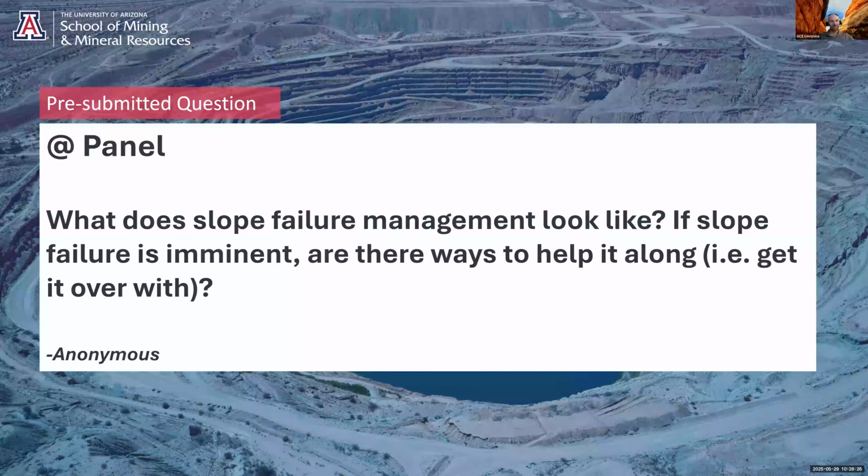All right. Well, very interesting indeed. Any thoughts on this first part? What does slope failure management look like? It's a very broad question. I imagine there are lots of different answers to it. We have 2 minutes to cover it. Okay, I'll give it 30 seconds. What does slope failure management look like?